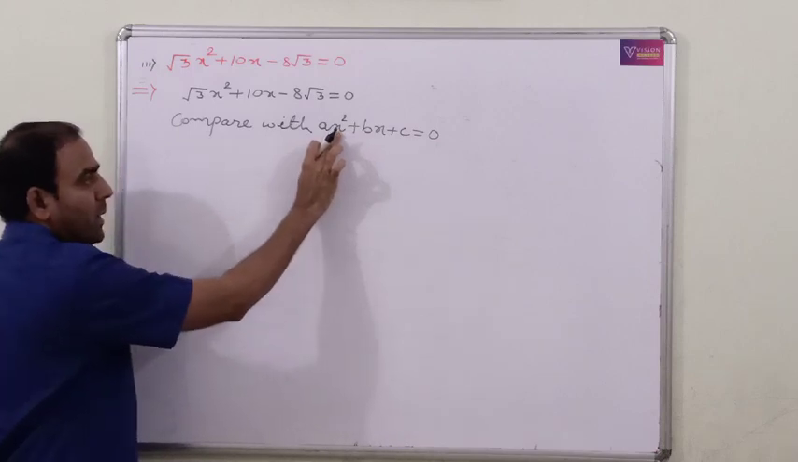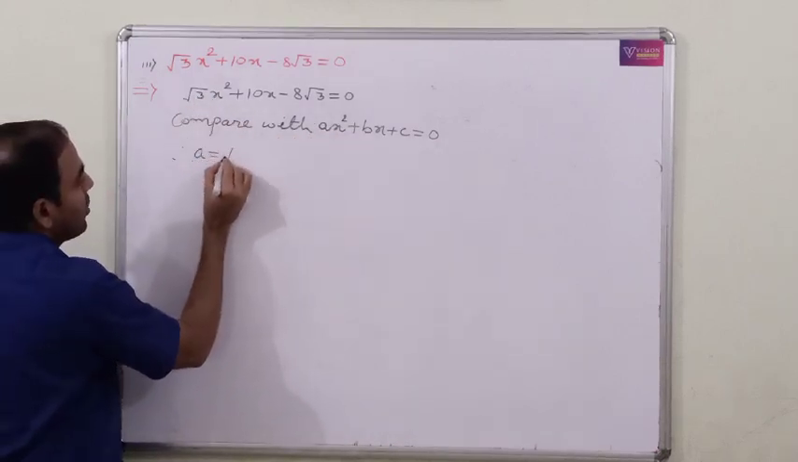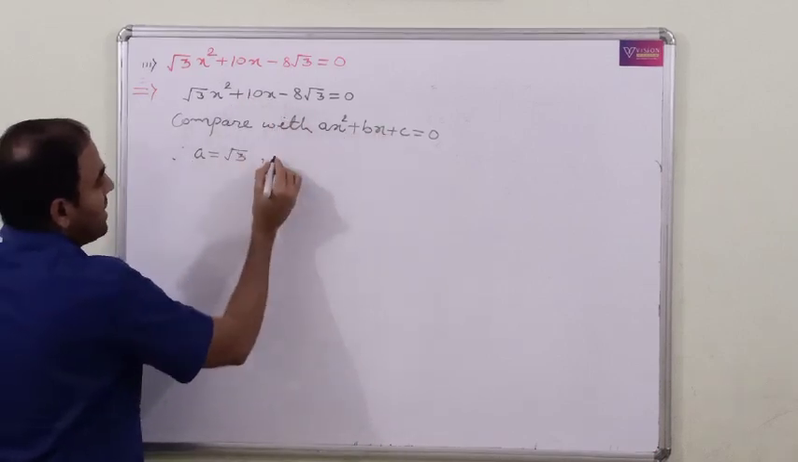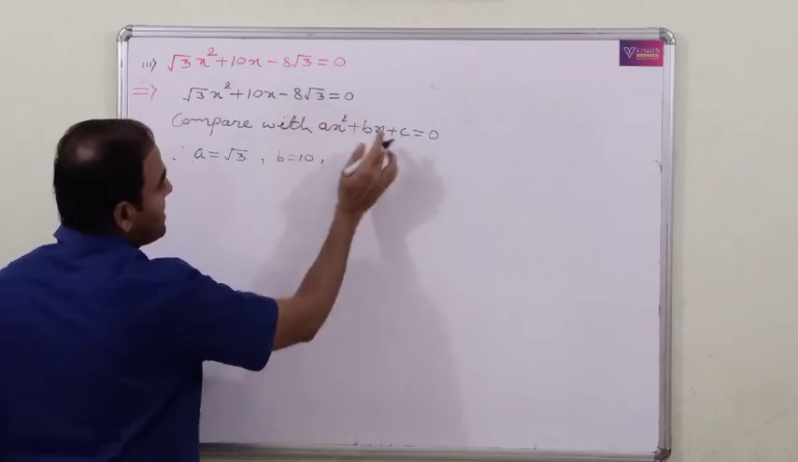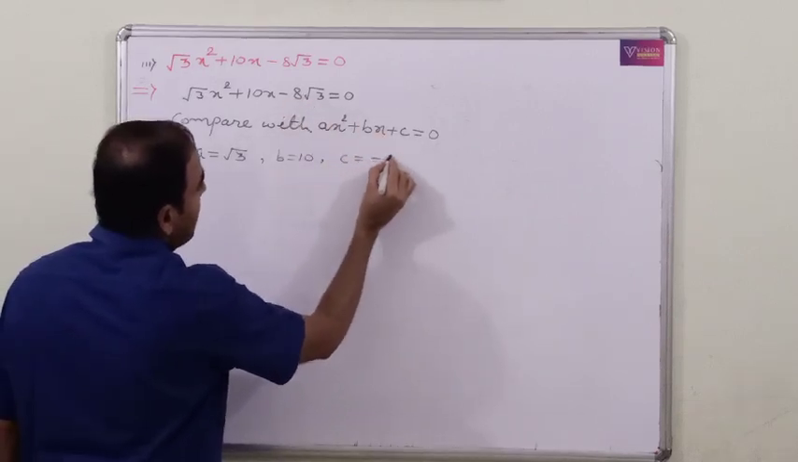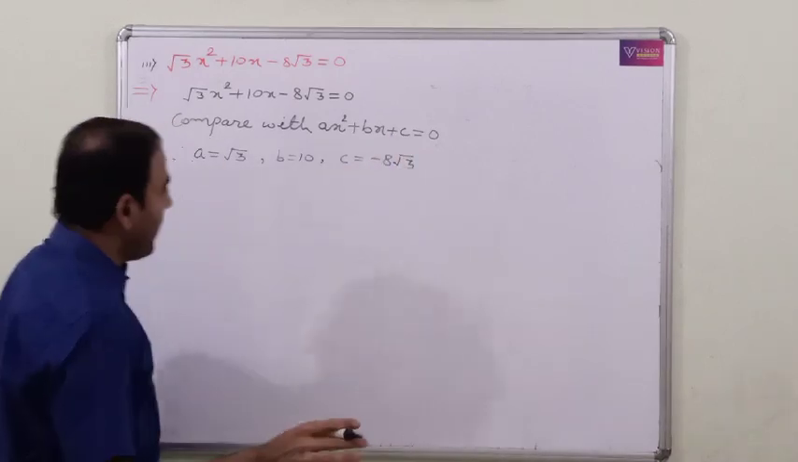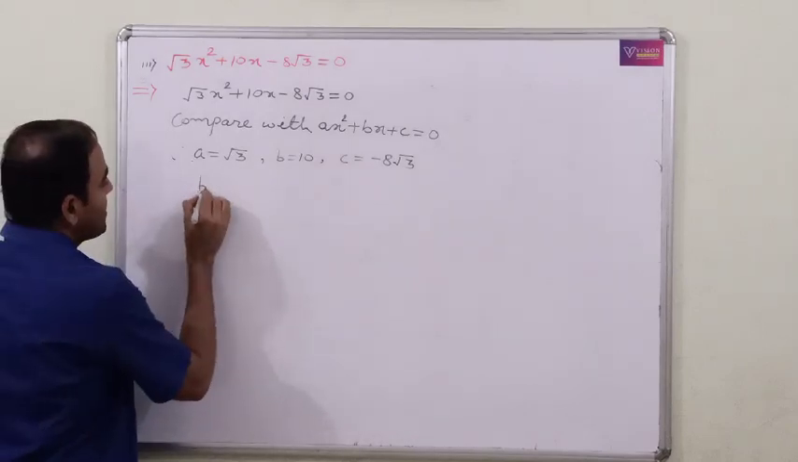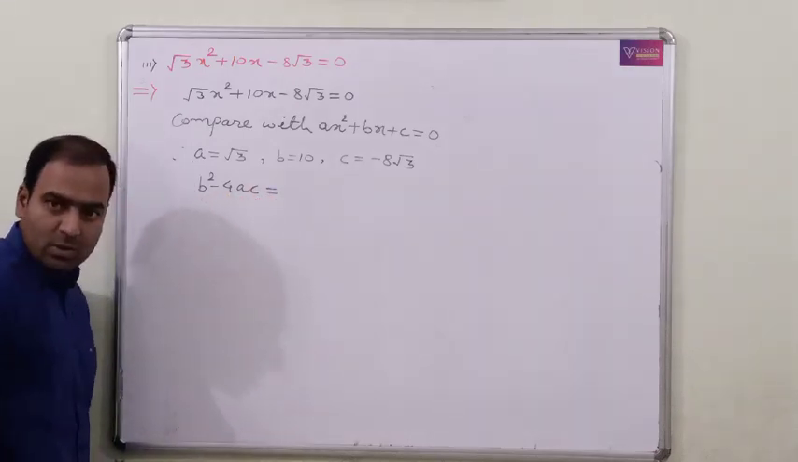What is the coefficient of x square? A. So what is the value of a here? A is equals to root 3. Coefficient of x is b, that is b is equals to 10. And constant term is minus 8 root 3. Got it? Then find first of all the value of discriminant. Okay? B square minus 4ac is equals to.